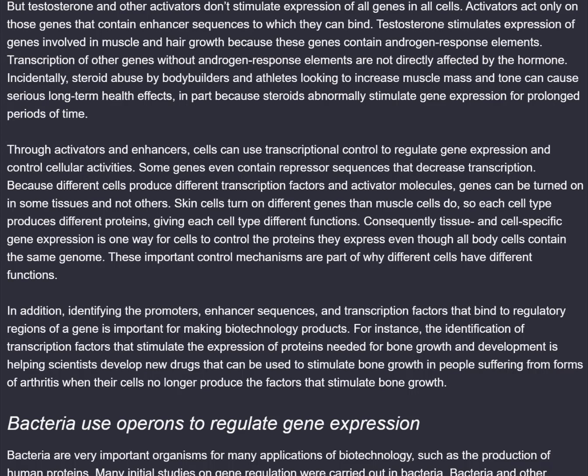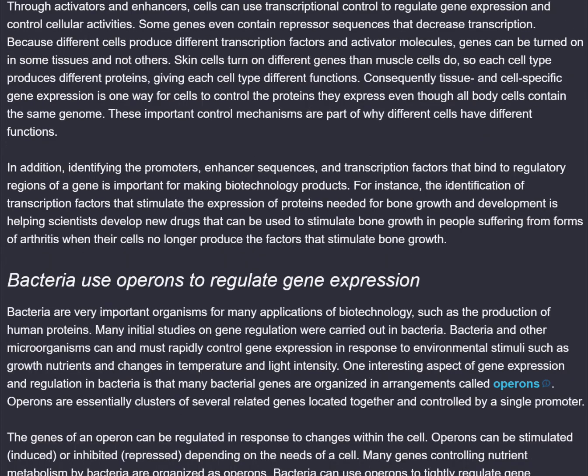Testosterone stimulates expression of genes involved in muscle and hair growth because these genes contain androgen response elements. Transcription of other genes without androgen response elements is not directly affected by the hormone. Incidentally, steroid abuse by bodybuilders and athletes looking to increase muscle mass and tone can cause serious long-term health effects, in part because steroids abnormally stimulate gene expression for prolonged periods of time.